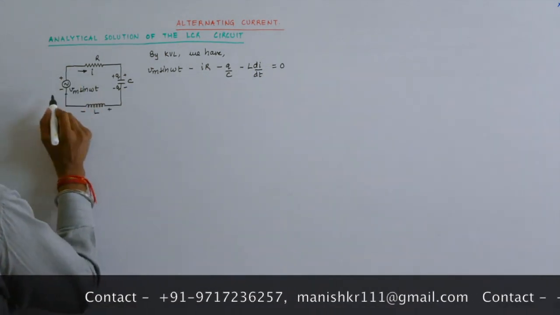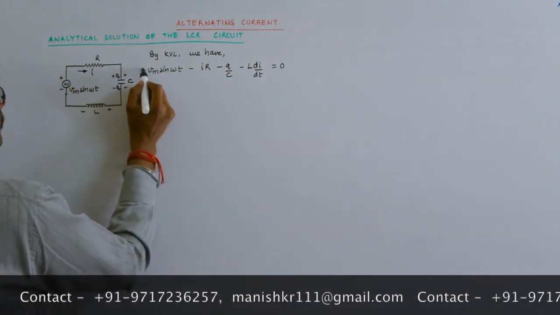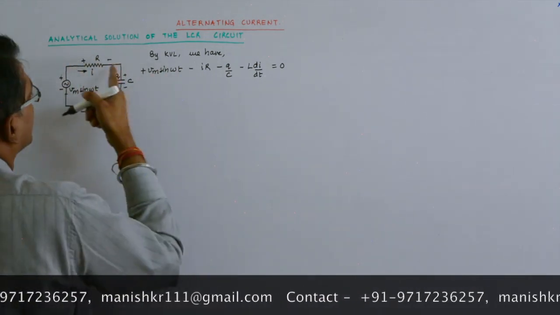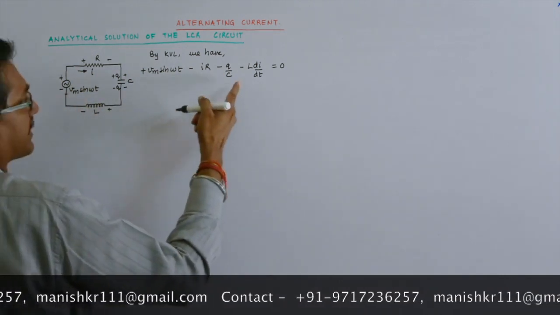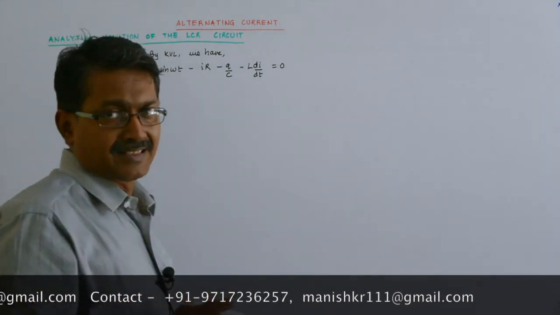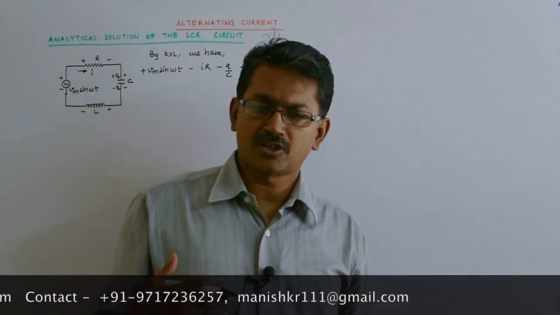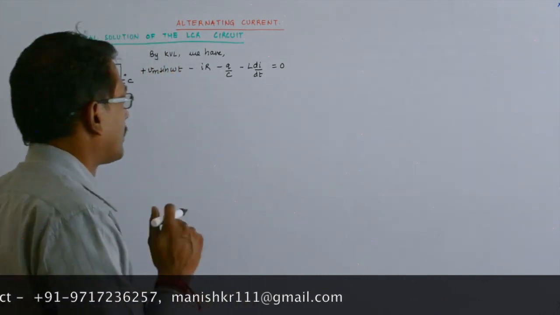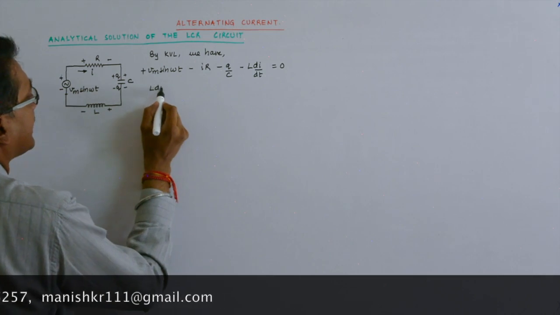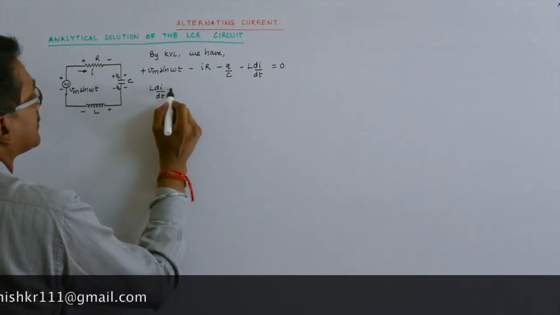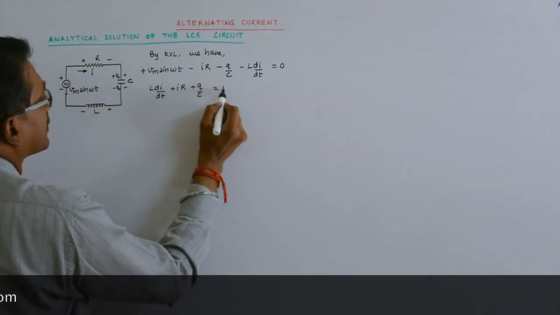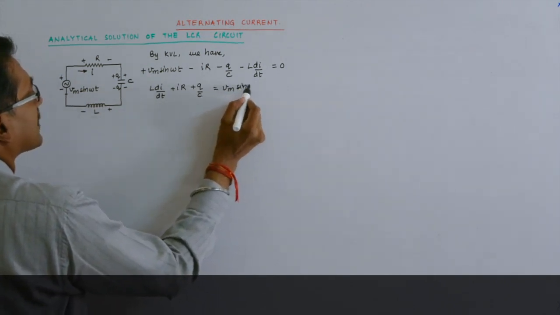I had started from here, from negative to positive, so I took this as positive. Then there were positive, negative, so there was a drop, there was a drop, there was a drop, negative, negative, negative is equal to 0. I have reached back to this point. KVL says the total potential drop around a loop is equal to 0. So what happens? So it gives me that L di upon dt, is it not, plus IR plus Q by C is equal to Vm sine omega t.